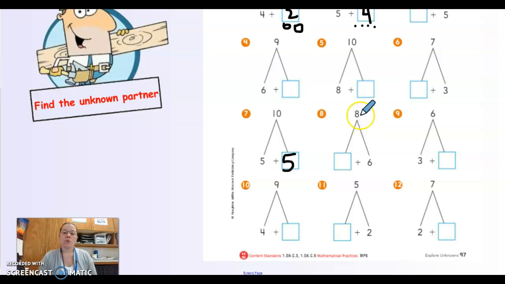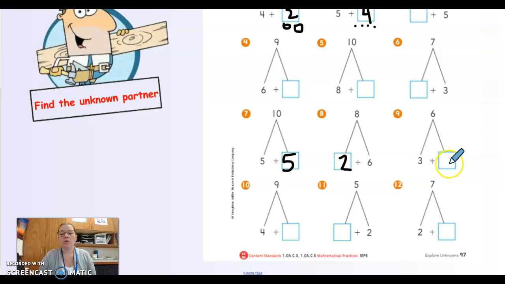Number 8, we are at 6. We need to find what partners with 6 to get us 8. So we're going to grab 6 in our hand, 6, and count up until we hear 8. 7, 8. How many? 2. This method is quicker than drawing circles. So let's do one more together and then you can do the rest by yourself.